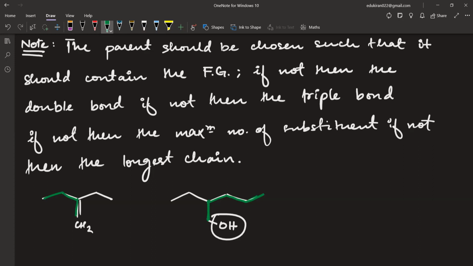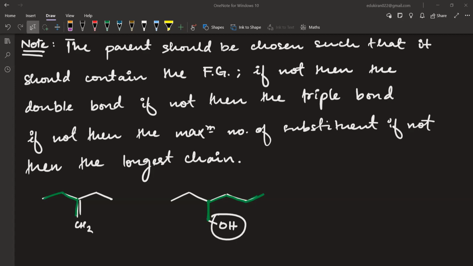Now, write this down, this note part. Have you written it? Okay. So let us do some questions. Put on your NCERT only.